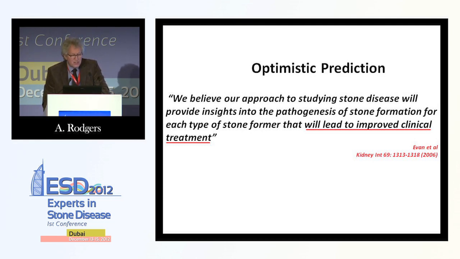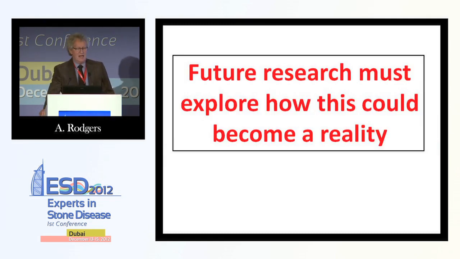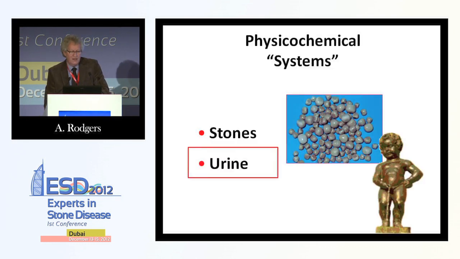And so from the research perspective, the same comment that I had before, that future research needs to explore how this could become a reality. Too often, researchers make these predictions because it's a nice way in which to end one's paper, but if we want it to mean something, it needs to be further and aggressively investigated.